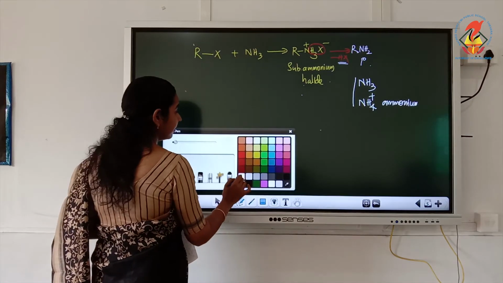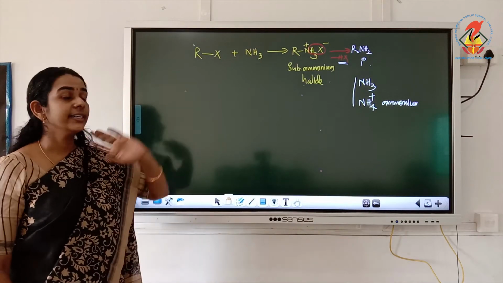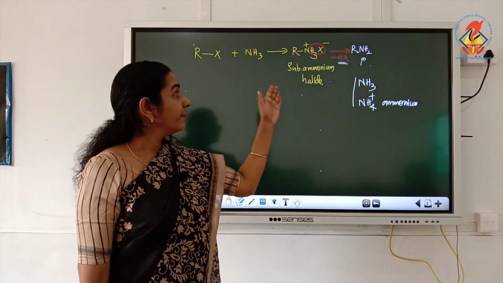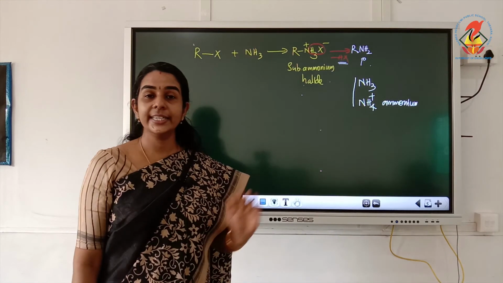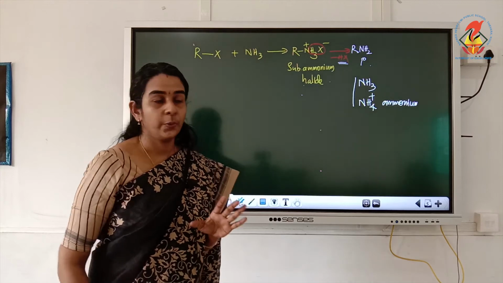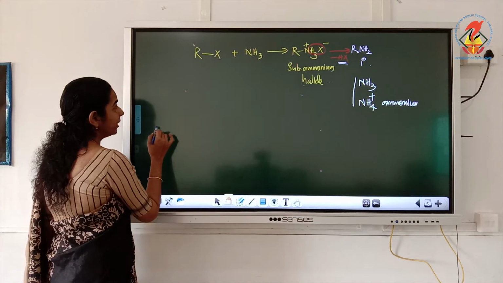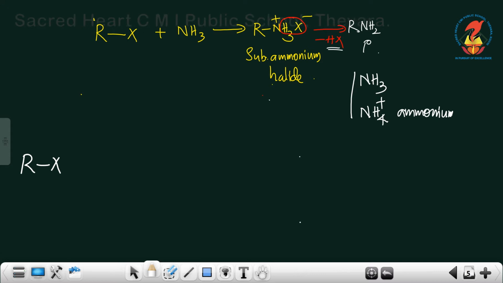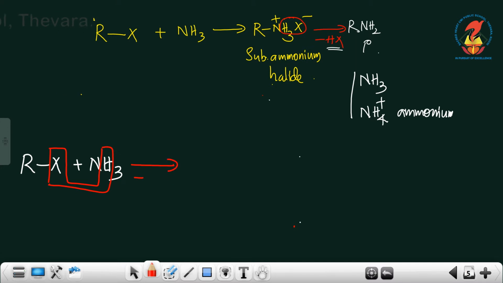Don't think that when alkyl halides react with ammonia, we get only primary amines and the reaction is over. No. We know that when alkyl halides react with ethanolic ammonia, HX will be eliminated and we get the product RNH2.